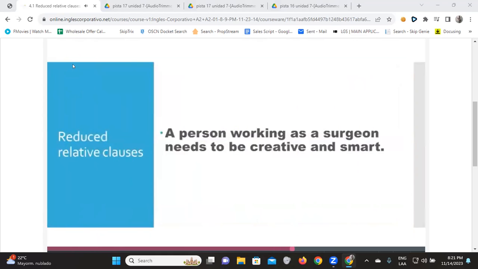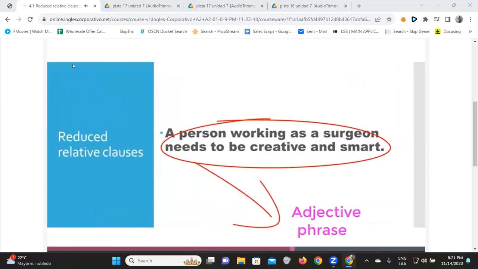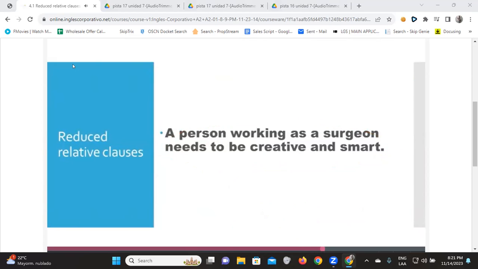Once a relative clause is reduced, it becomes an adjective phrase. It is bound within a noun phrase and defines and describes that noun phrase. A person, noun phrase, working as a surgeon, adjective phrase, needs to be creative and smart. These adjective phrases must come immediately after the noun they are describing. They are not separated by commas.